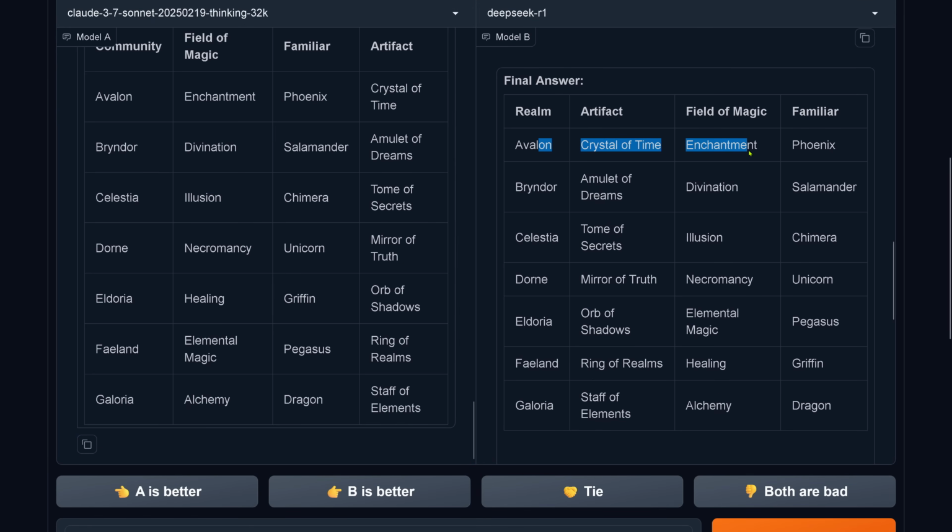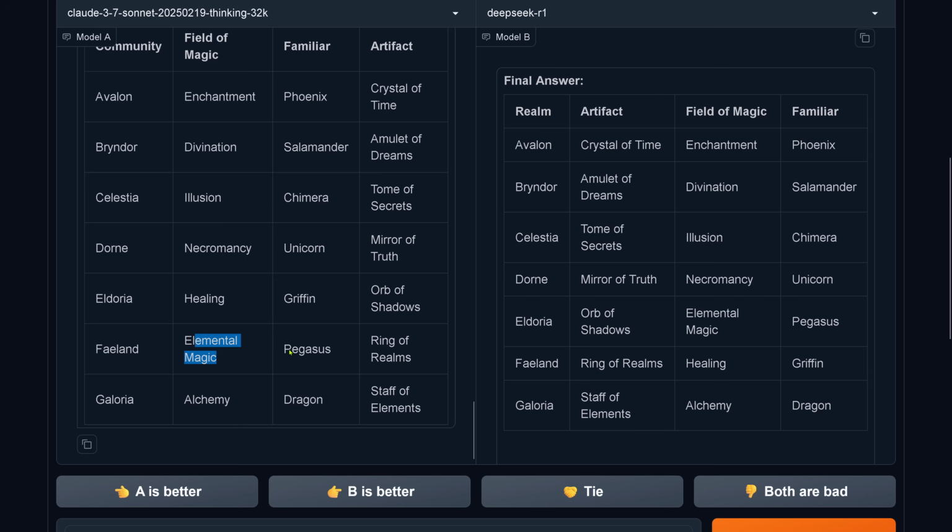Avalon, Crystal of Time, Enchantment and Phoenix, Brindor, Salamander, Amulet of Dreams, Brindor. Oh, Salamander. Celestia, Illusion, Chimera, Tome of Secrets. Celestia, Tome of Secrets, Illusion, Chimera. Nice, Dorn. Okay, Mirror of Truth. The other one, Dawn, Mirror of Truth, yes. Unicorn, beautiful. Eldoria, Healing Griffin, Orb of Shadows. And on the other side, we have, come on. Yes, I noticed it. Yes, Phelan, and Magic, Ring of Realms.